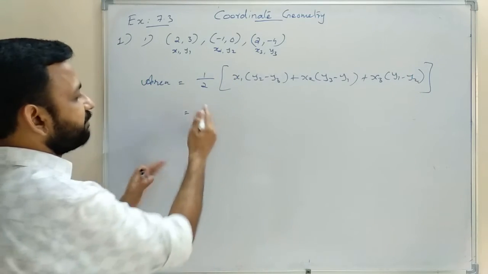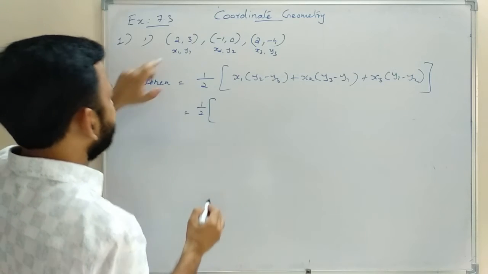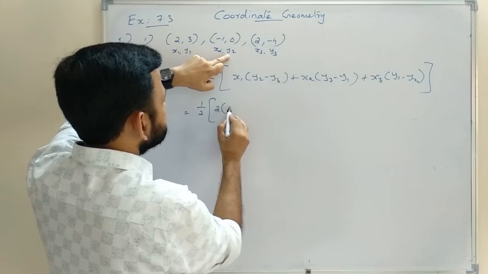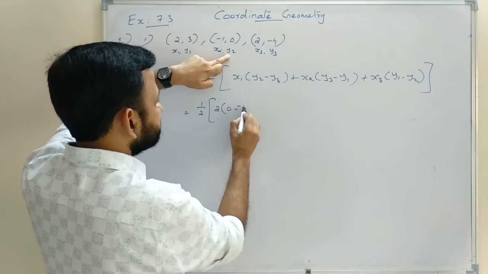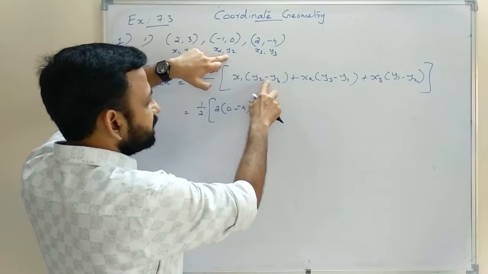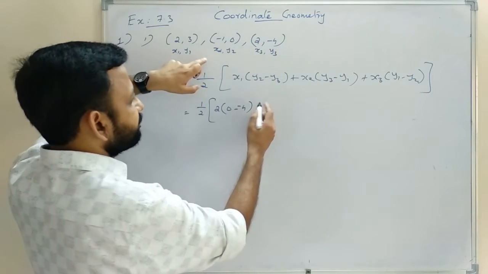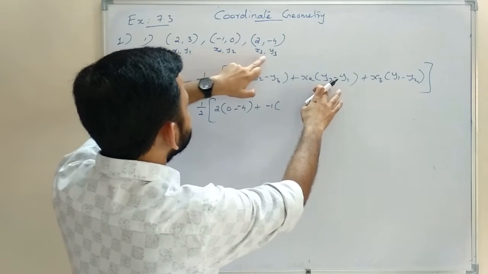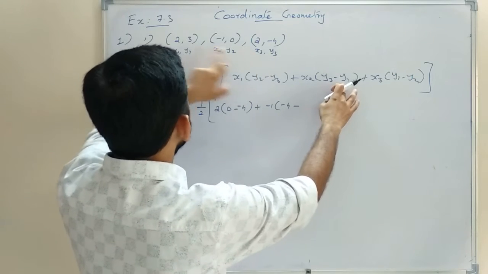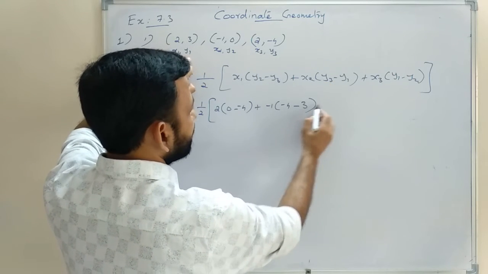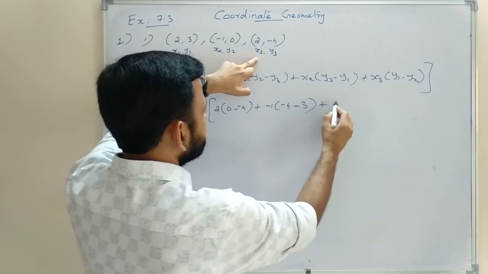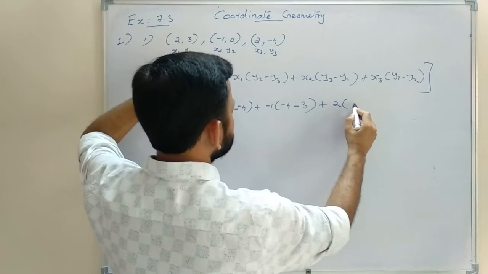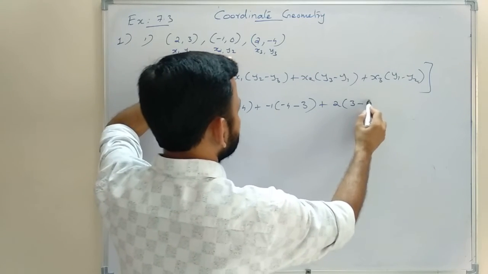Now we can replace their values one by one. 1 by 2 into x1, 2, into y2 minus y3. y2 here 0, minus y3, minus 4. So 0 minus minus 4, plus x2. x2 here minus 1. Then y3, y3 here minus 4, minus then y1, 3, plus x3. So x3 here 2. Then y1, y1 is 3, minus y2, 0.